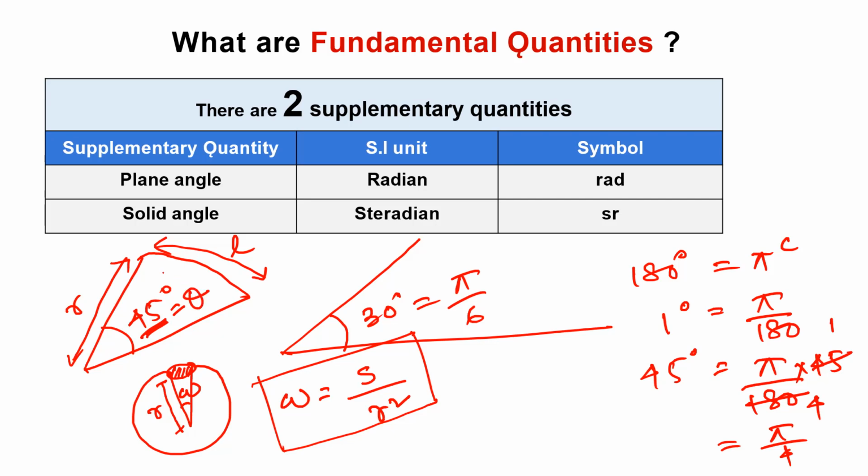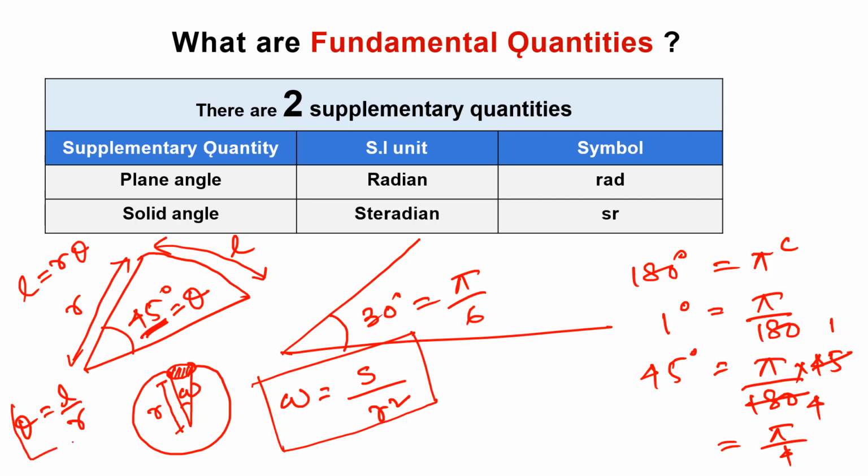Again I am saying, suppose you have created an angle of 45 degree and you join the two lines with an arc. The length of the arc is represented by L, the radius is represented by R, and the angle formed is represented as theta. Okay, so I can say that L equals R multiplied by theta, and you can say that theta equals L by R. So here theta is the plane angle. It is equal to the length of the arc divided by the radius.